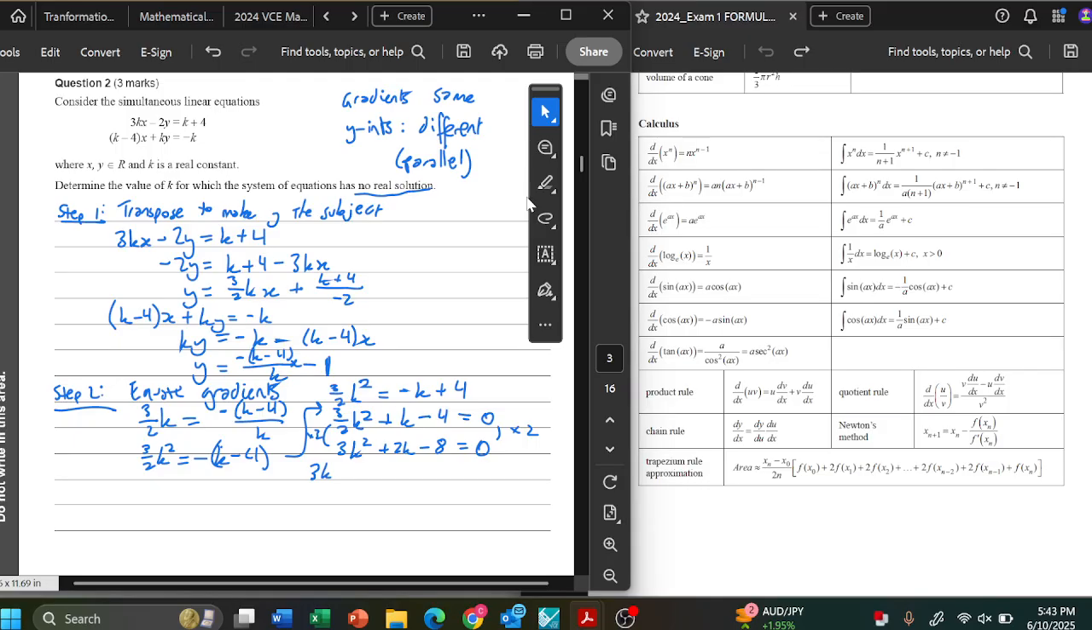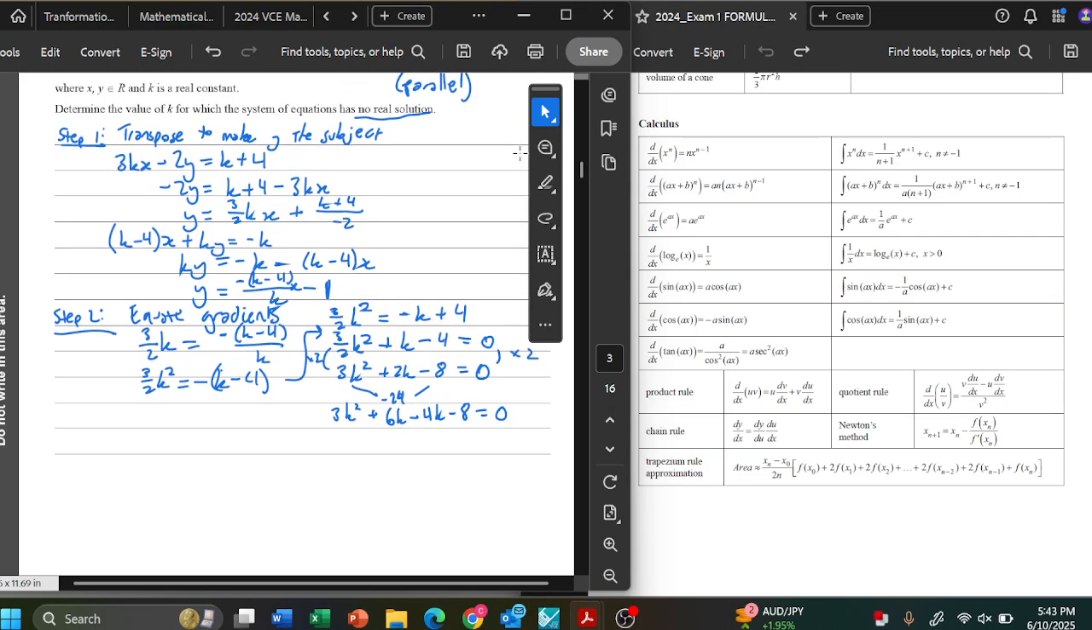So what we have here is a non-monic expression, right? So the first thing that we're looking for are two numbers that add to give 2 and multiply to give 3 times negative 8. So that comes out as negative 24. So we're looking for two numbers that add to give 2, multiply to give negative 24. And those two numbers are going to be 6 and negative 4. So that's going to be 3k squared plus 6k minus 4k minus 8 is equal to 0. So now we can go ahead and fully factorize this.